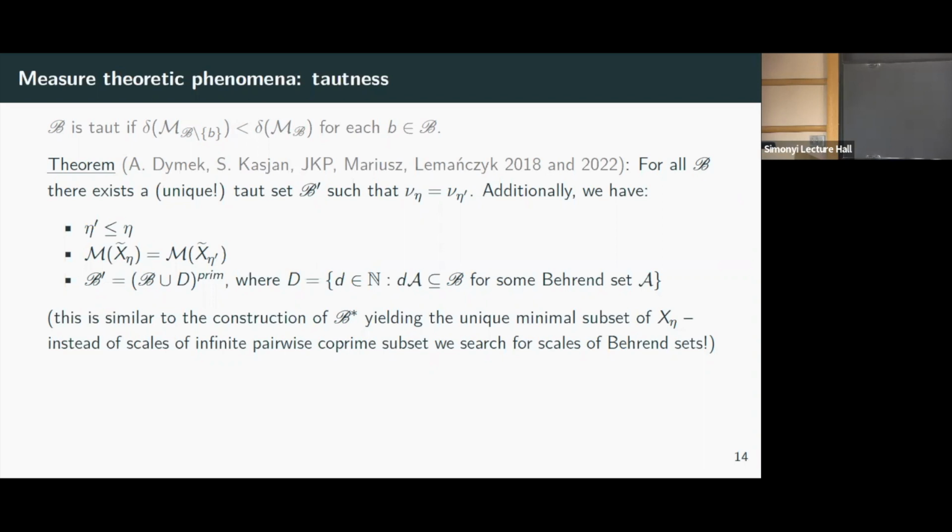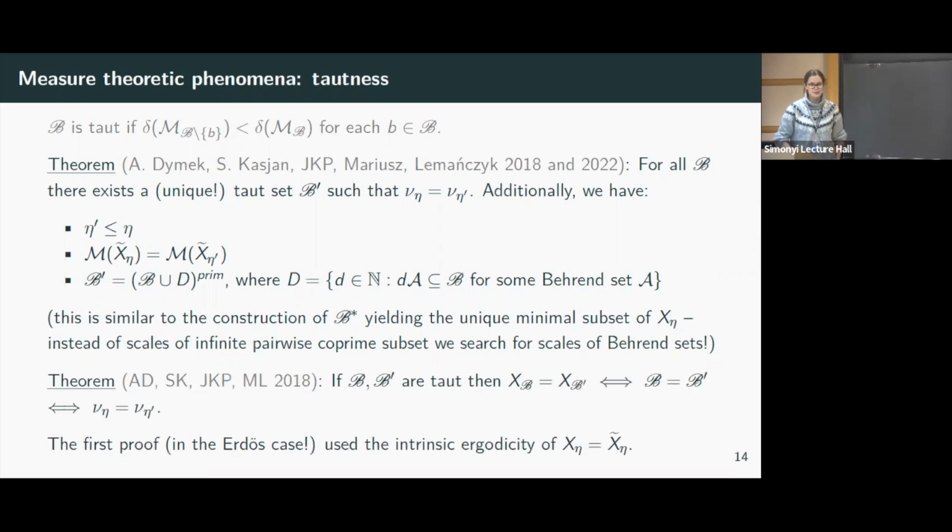So the sets of invariant measures will coincide, and also there is a way of writing explicitly what this B prime is. It's kind of similar to writing what B star is. So in B star, we were looking at rescaled copies of infinite pairwise coprime sets. And here we were looking at rescaled copies of Barron sets. So it has exactly the same flavor.